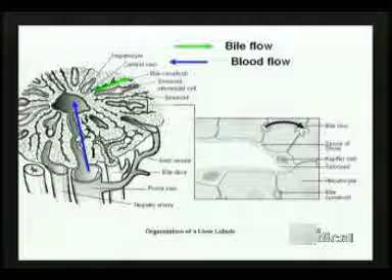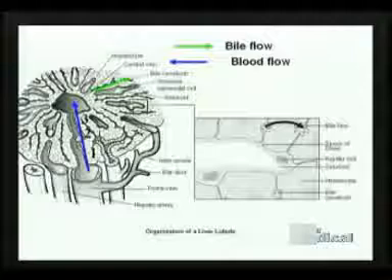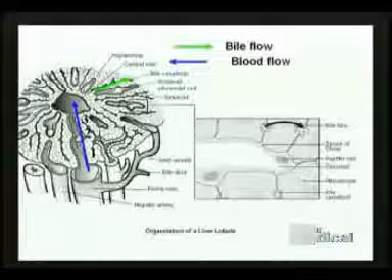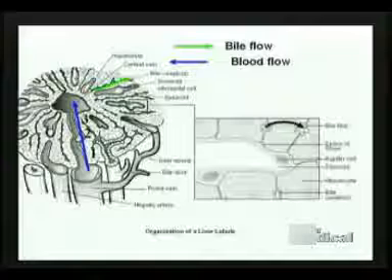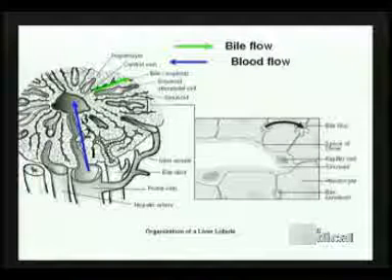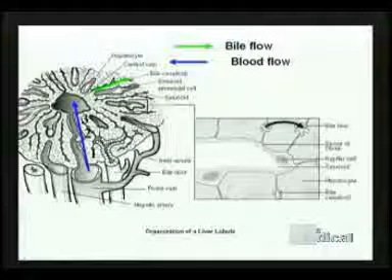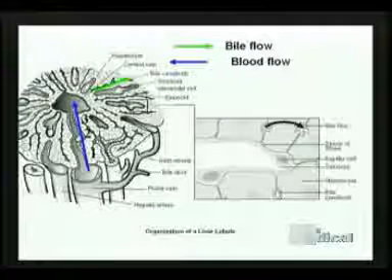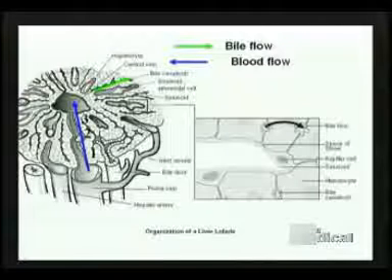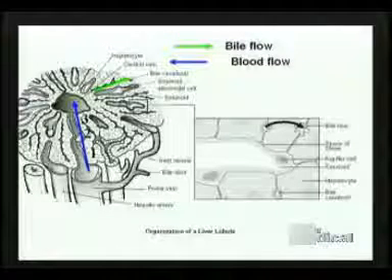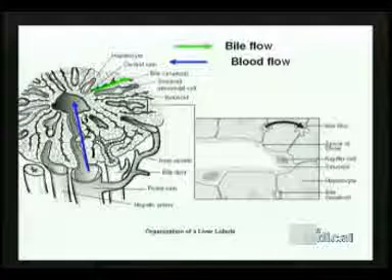So blood is flowing from the perimeter of the hexagon toward the central vein, in the direction of the blue arrow. In contrast, bile that's produced by liver hepatocytes and collected in bile canaliculi between adjacent hepatocytes is delivered toward the perimeter of each point of the hexagon. So the point is, bile is flowing in a direction opposite to that of blood flow.